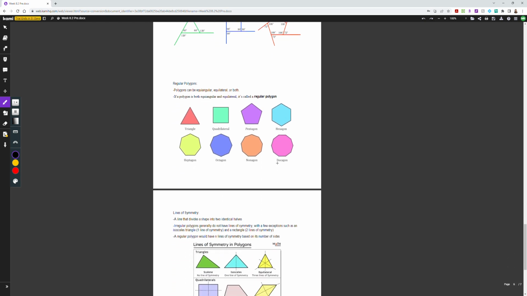Now, you probably have heard me say this before. What is a regular polygon, right? So think about this. Polygons can be equiangular, which means all of its angles are the same, right? Or equilateral, which means all of its sides are the same length, or they can be both. Now, if a polygon is both equiangular and equilateral, then it's what we call a regular polygon. So as you can see, this would be a regular triangle, a regular quadrilateral, a regular pentagon, hexagon, heptagon, octagon, nonagon, decagon.